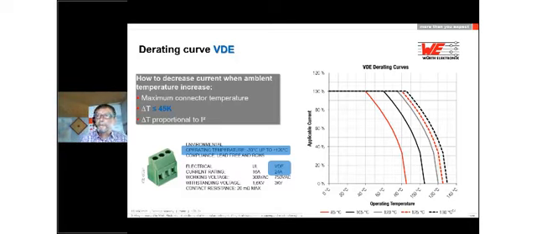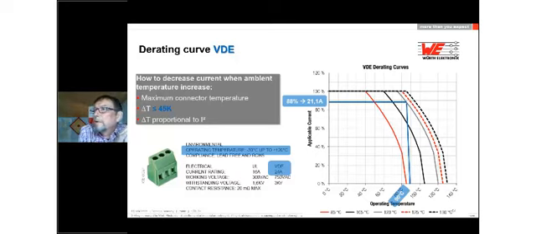And now I have the same question. When I have 90 degrees on my connector, how many amps can I apply on this connector? In this case, we are allowed to apply 88%, meaning 21.1 amps on this connector at 90 degrees Celsius. But be careful with this curve. It's only valid for European applications. For American applications, we have to respect the US standard.